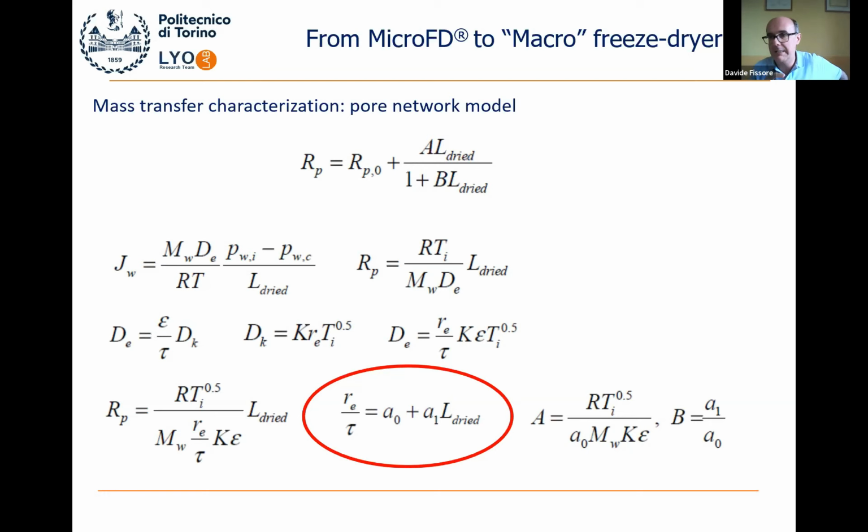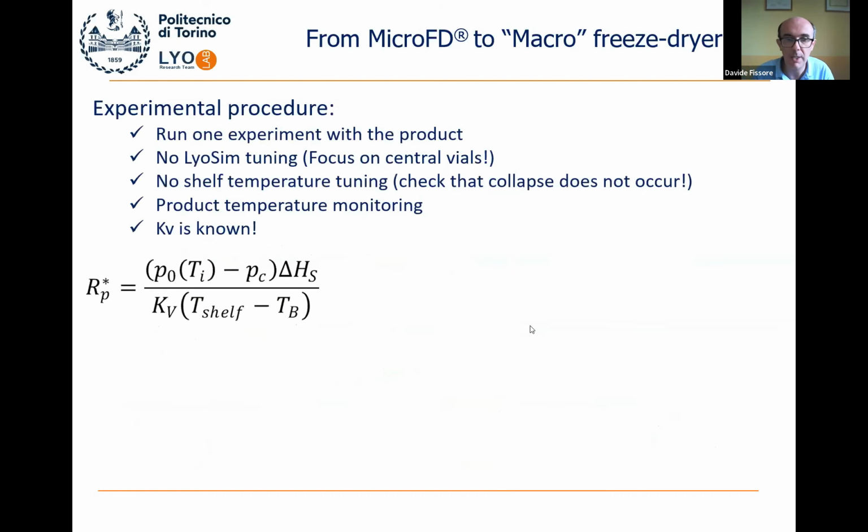So you carry out a test in your MicroFD, and you get RP versus L dried. There is a nice software that immediately provides you these results. From RP versus L dried, you have to extract this information. You get A and B by means of fitting, and from A and B, you get A0 and A1. These two parameters may be used for process transfer. Let me show you an example.